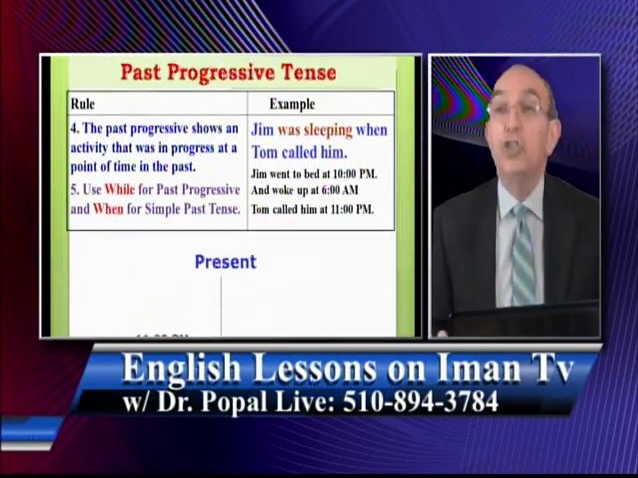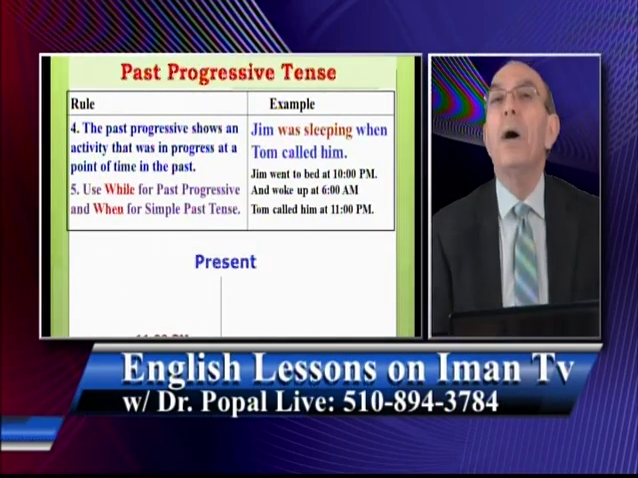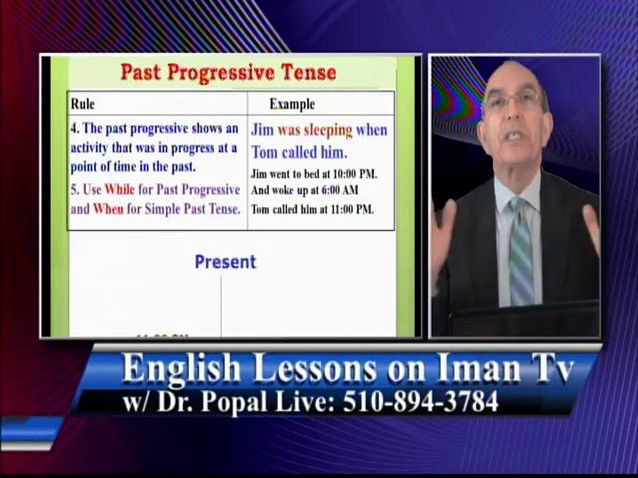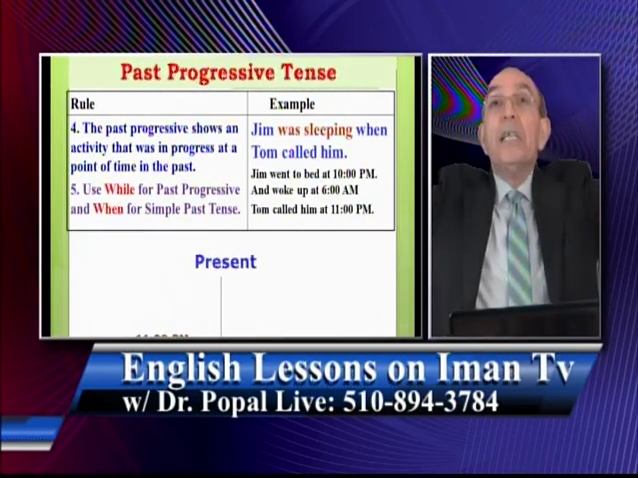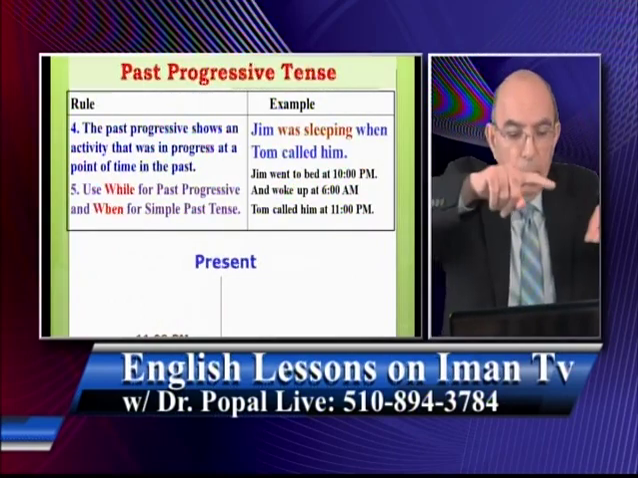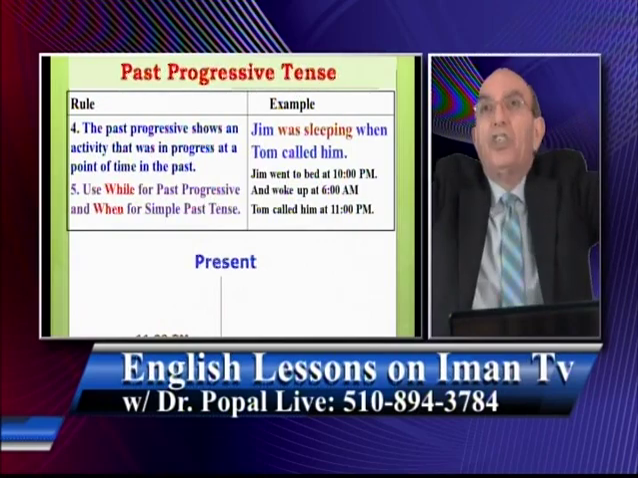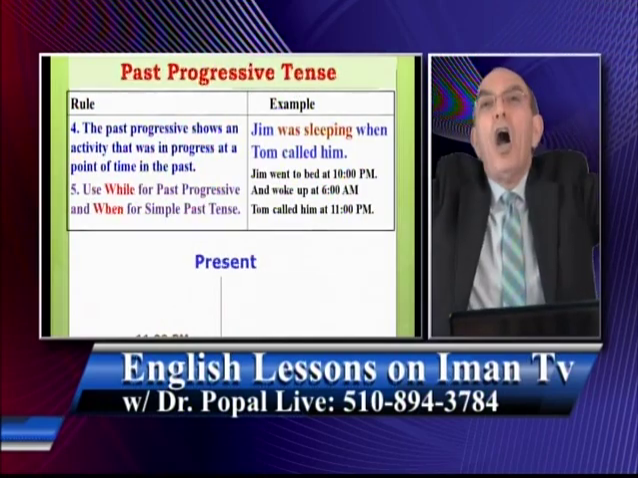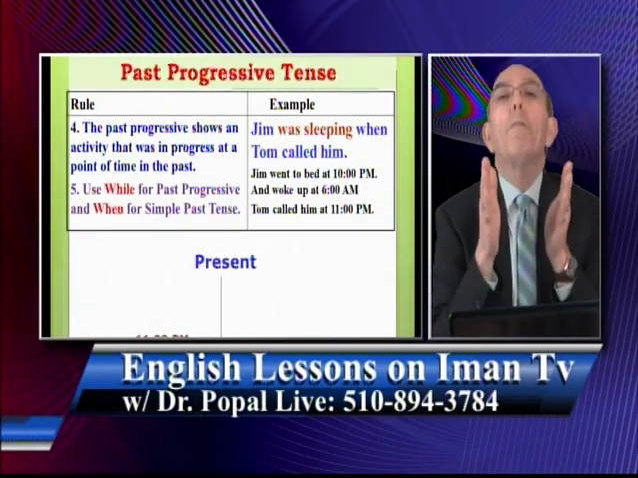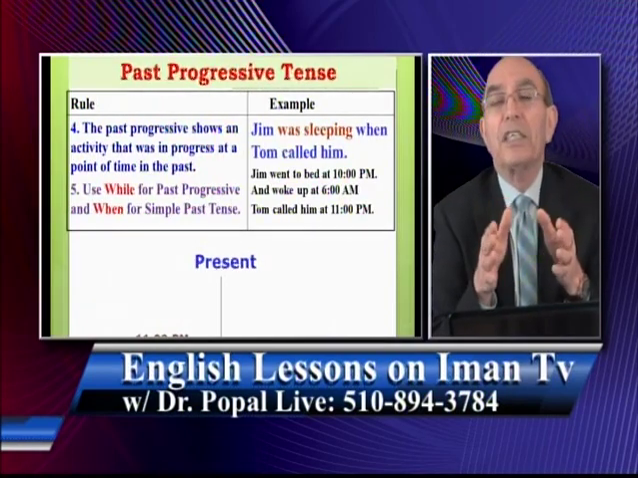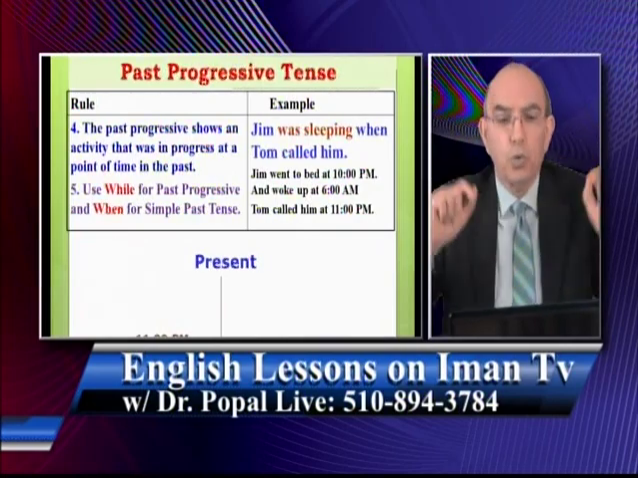Let's say Jim went to bed at 10 p.m. and he woke up at 6 a.m. So he slept for 8 hours. So he was sleeping from what? From 10 p.m. to 6 a.m. That's a long action. When this was going on, somebody called. So that's the short action. So past progressive tense is a long duration of action. It shows a long action.